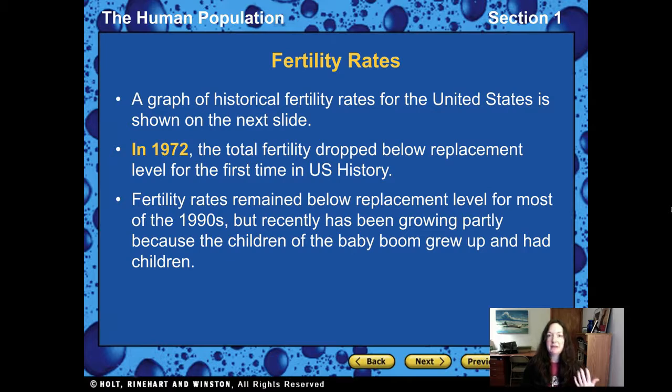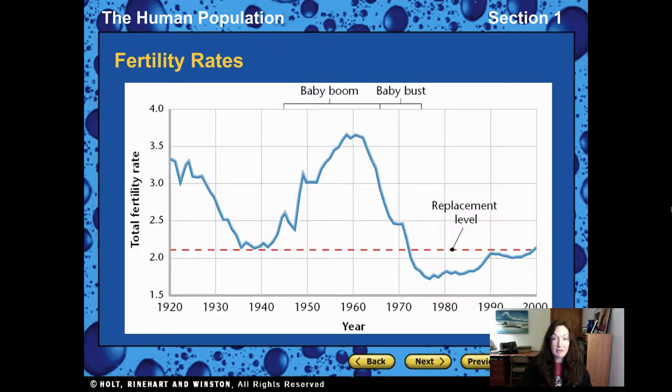Now, fertility rates in developing countries tend to be very high. That's why they have high population growth. But in the United States, we've seen fertility rates actually drop over the past century. So we actually started off with high fertility rates at the beginning of the 20th century. In 1972, after the baby boom was over, we dropped below replacement level for the first time in our history as a country. Fertility rates remain pretty low, but we have gone back up closer to replacement level in recent decades.